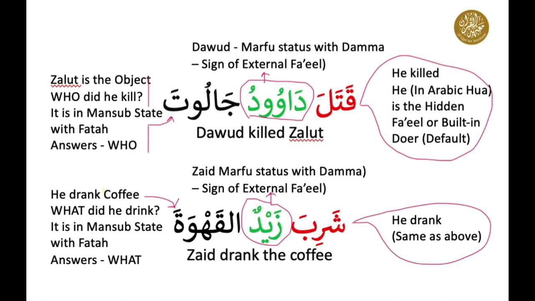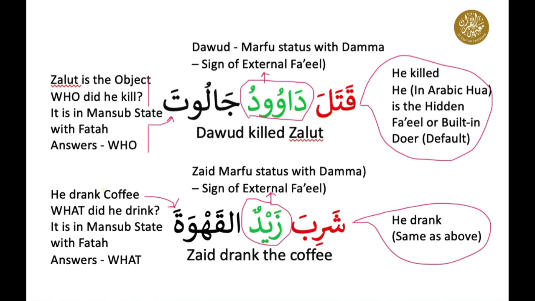I hope this is clear. Now let's look at maful here. In both the sentences, we have got maful. First sentence, Qatala Daudu Jaluta. Daud killed Jalut. As we know, if the answer to the question who, whom, or what, then that word will be an object or maful. Who did Daud kill? He killed Jalut.